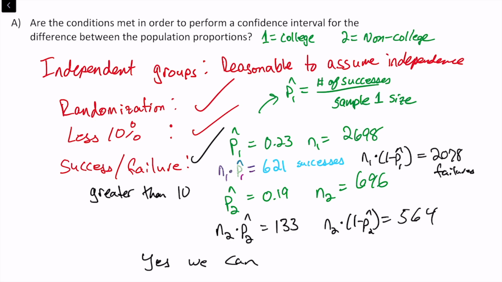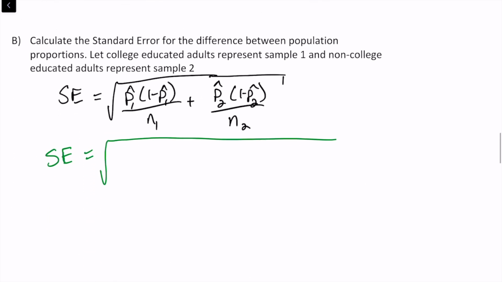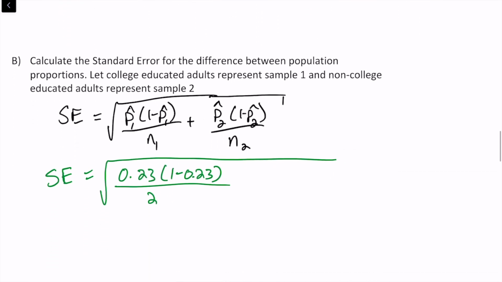So instead, if they had told us, out of 2,698 college-educated adults, 621 of them order groceries online, I would take 621 divided by 2698. That's how I get my P1 hat. I want to make sure you guys are clear on how you can get your P1 hat if it's not given to you. But for us, we're lucky. P1 hat is given to us. It's 0.23. So we take 0.23 times 1 minus 0.23, and we divide that by our sample size of, I believe it was 2698. Yes, 2698.